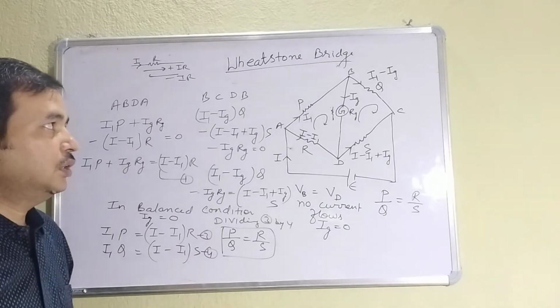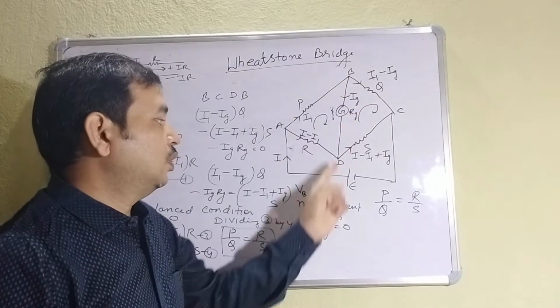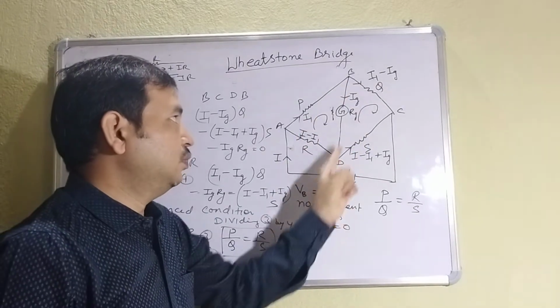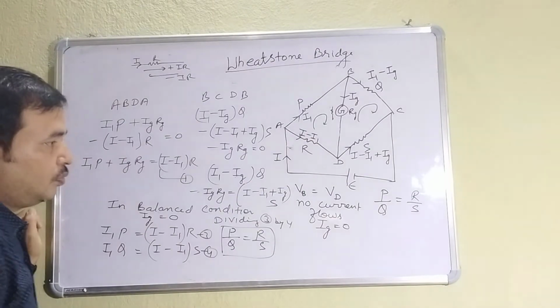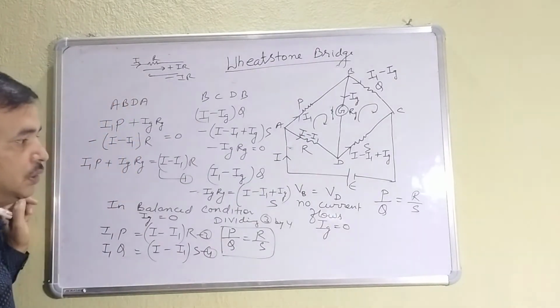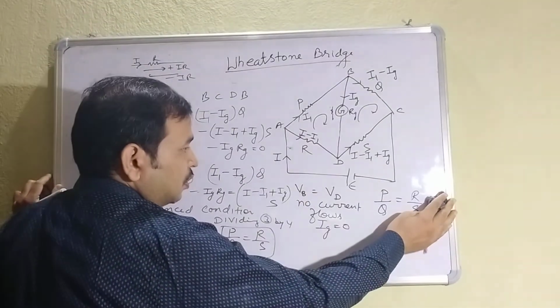So in balance condition, the current will be 0 and P by Q is equal to R by S. You can note it down by pausing the screen. Okay.